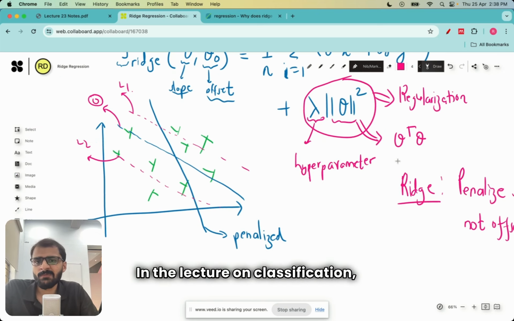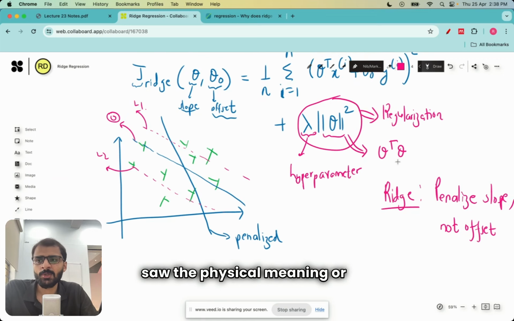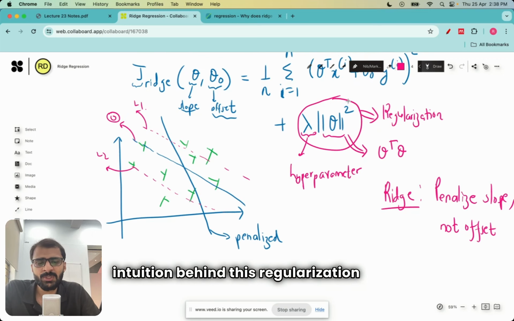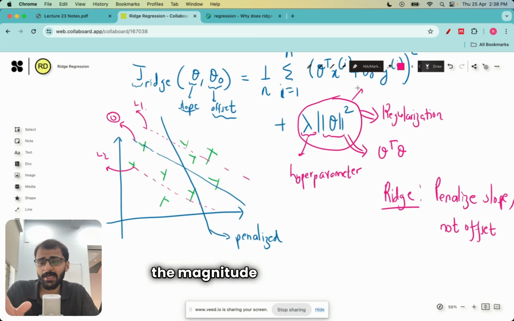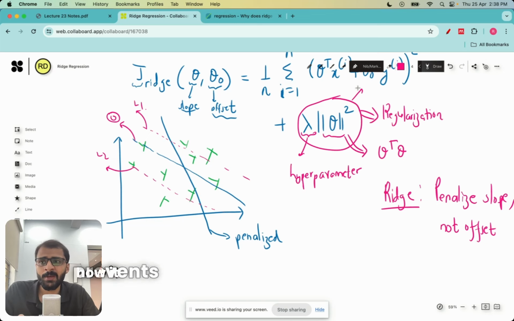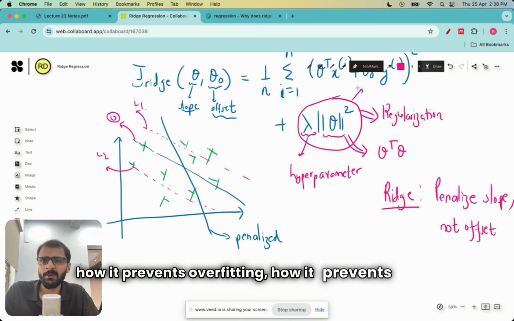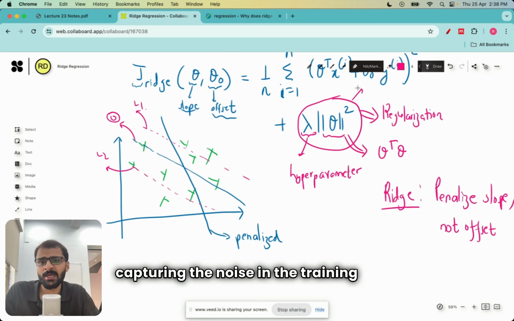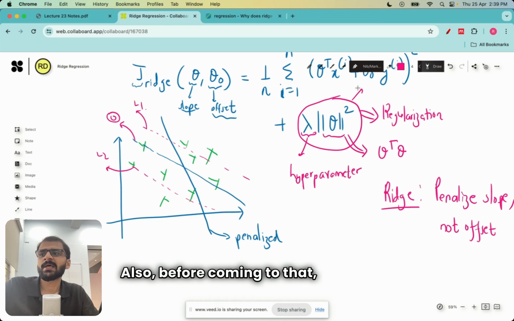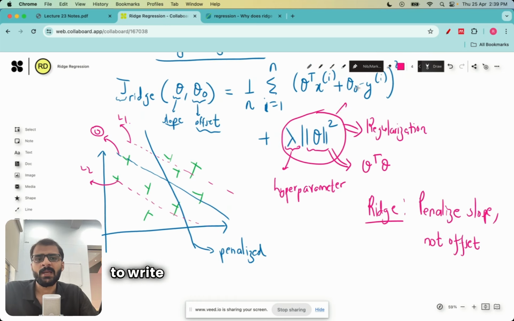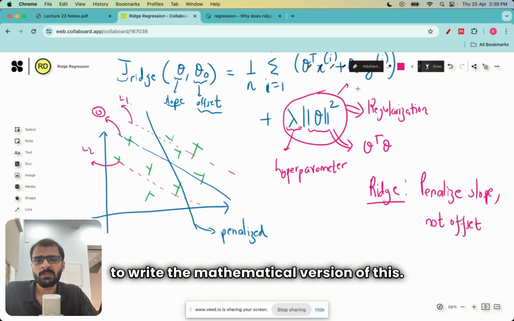In the lecture on classification, we saw the physical meaning or the intuition behind this regularization term. It really helps us to keep the magnitude of theta small. And today we are going to see a hands-on example of how this works in practice and how it prevents overfitting, how it prevents us from capturing the noise in the training data also. Before coming to that, I just want to write the mathematical version of this.